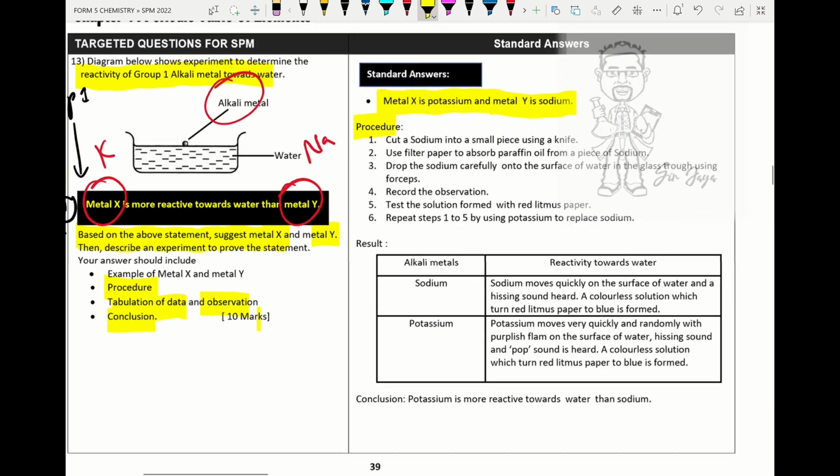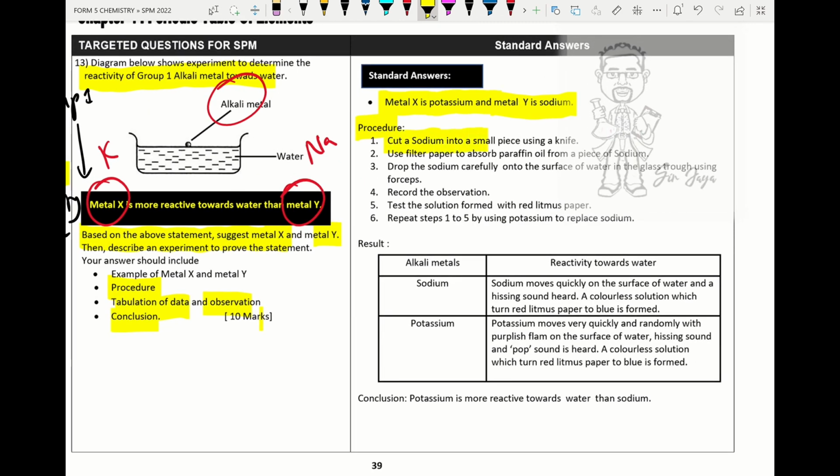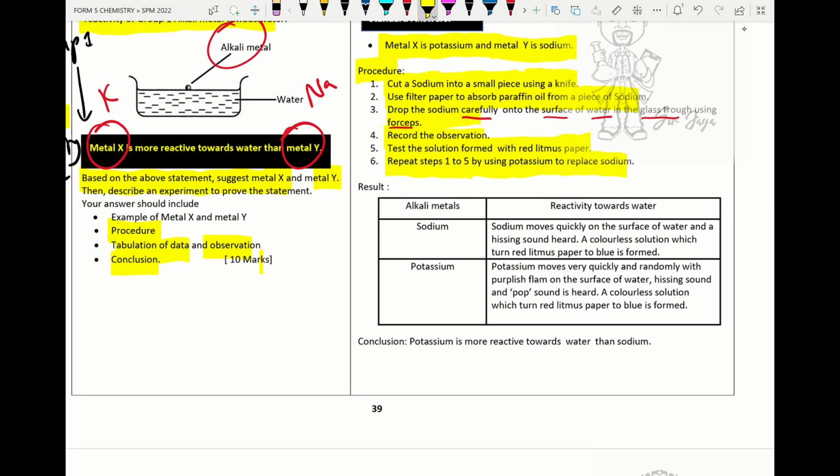For the procedure, we cut sodium into small pieces using a knife. Procedure number 2, use filter paper to absorb paraffin oil from the surface of sodium, and carefully drop the sodium onto the surface of water in the glass trough using forceps, and record the observation. The solution that forms is alkaline, therefore we test with red litmus paper. We repeat step 1 until step 5 using potassium to replace sodium. And the data we need to put in a table.